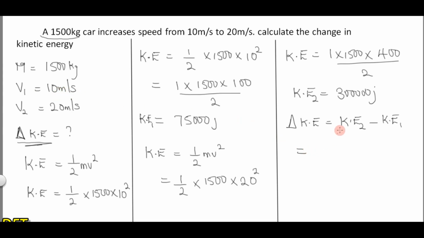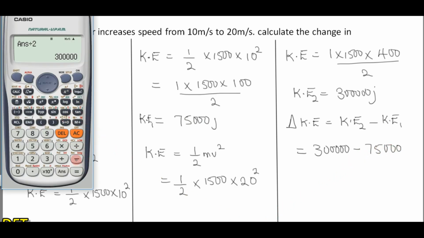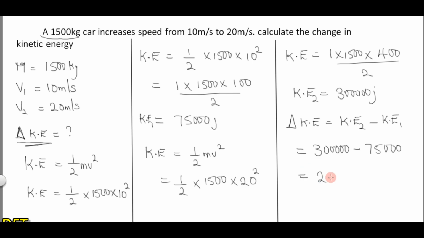So that will be equal to, my KE2 is 300,000, minus my KE1, which is 75,000. So if I subtract that in the calculator, 300,000 minus 75,000 will be equal to 225,000. So this will be equal to 225,000 joules. This is my answer to this question, right? It's quite simple and straightforward.